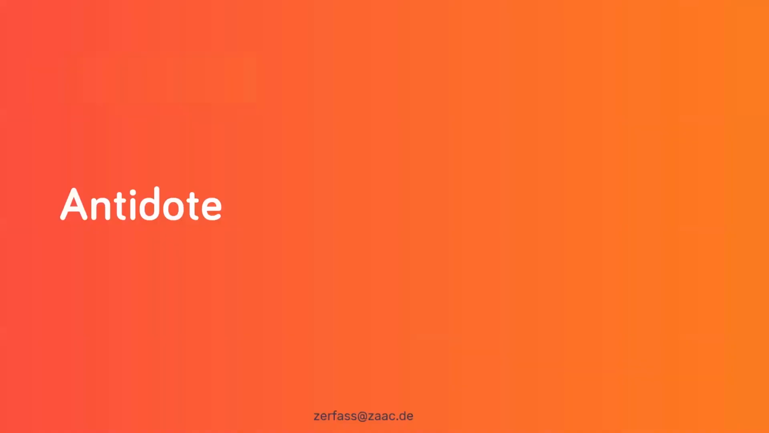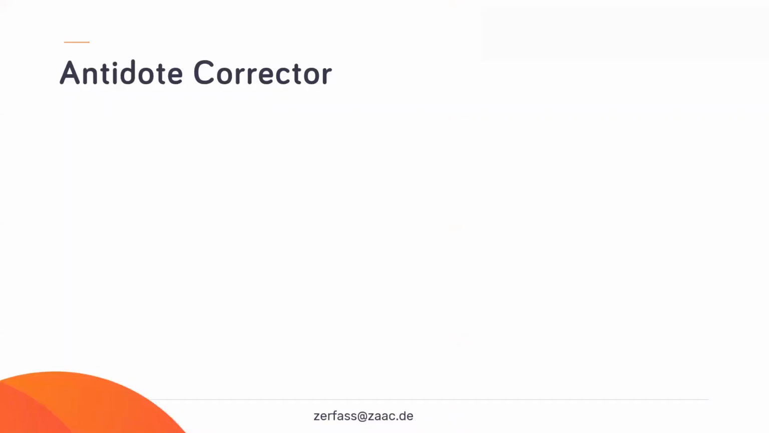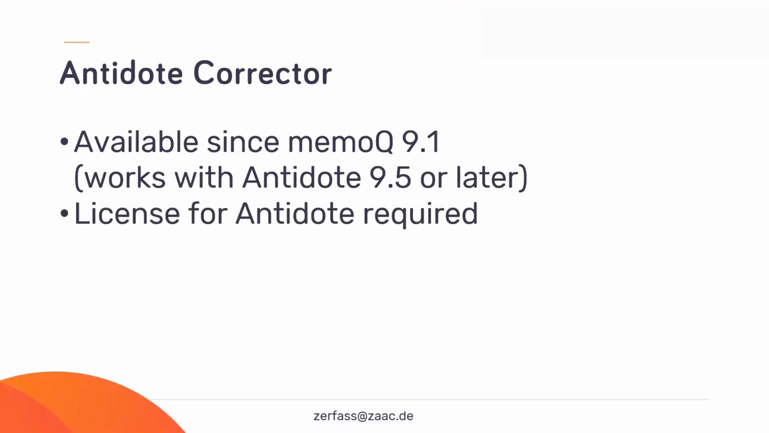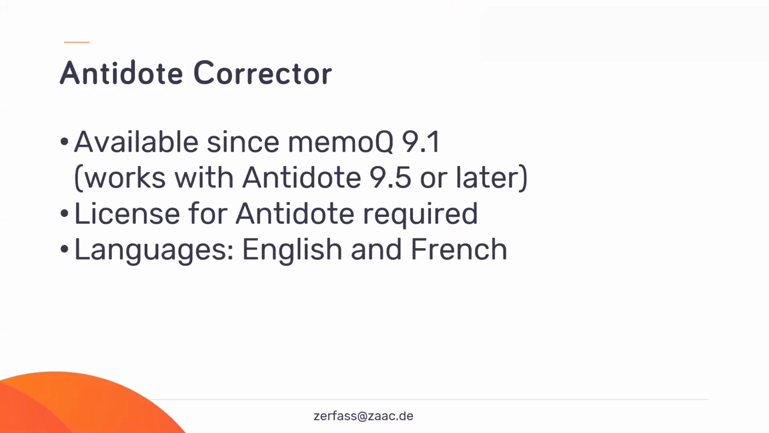If you want to use something else for grammar checking, for example, there's a new plugin called Antidote. That means the Antidote corrector can be connected since memoQ 9.1. This works with Antidote version 9.5 or later. A license is required for Antidote, so you need to buy that tool and install it on your computer, but then you can connect it to memoQ. It works for English and French.